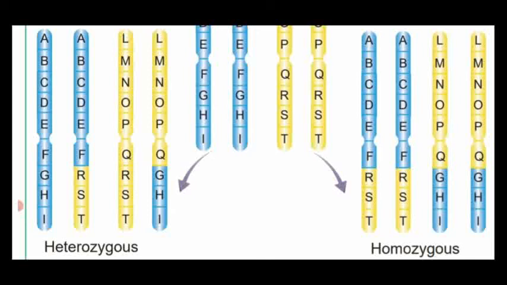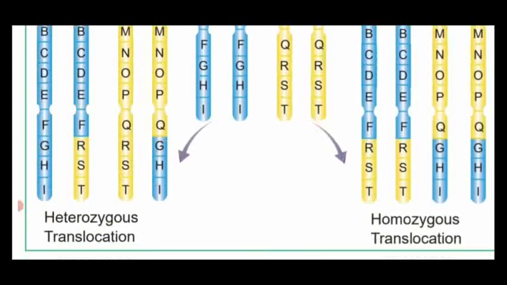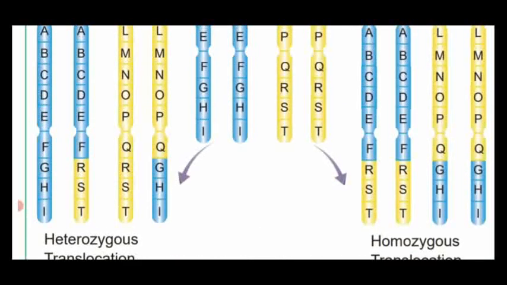Okay, so here their structures are exchanged between only one chromosome. That is, RST is replaced in the second chromosome. Then GHI is replaced in the fourth chromosome. The first and the third chromosomes remain the original ones. So only one chromosome is exchanging its segment. That is said to be heterozygous translocation.